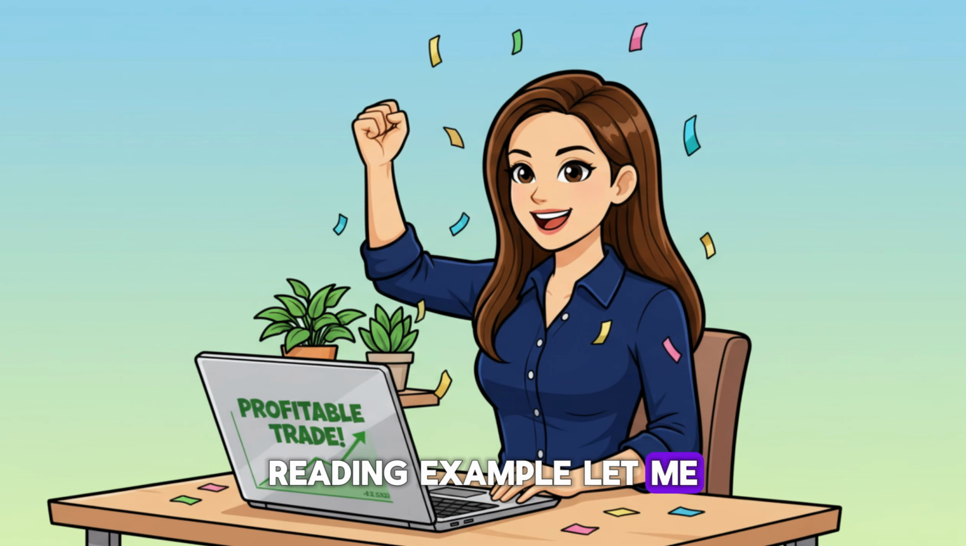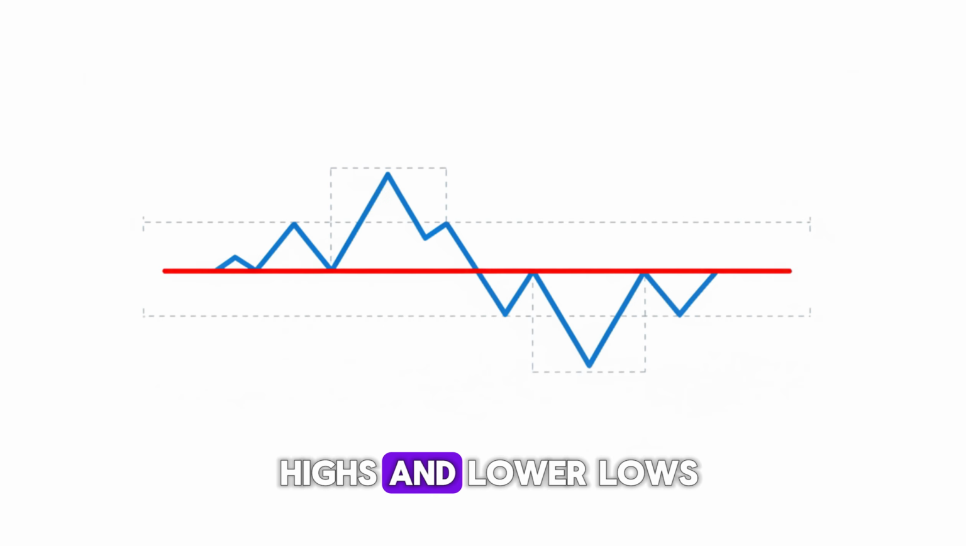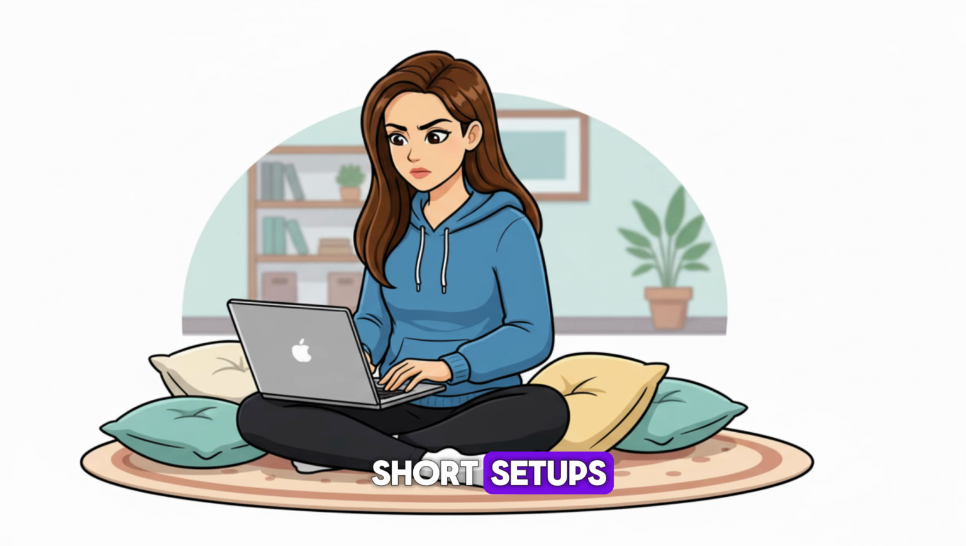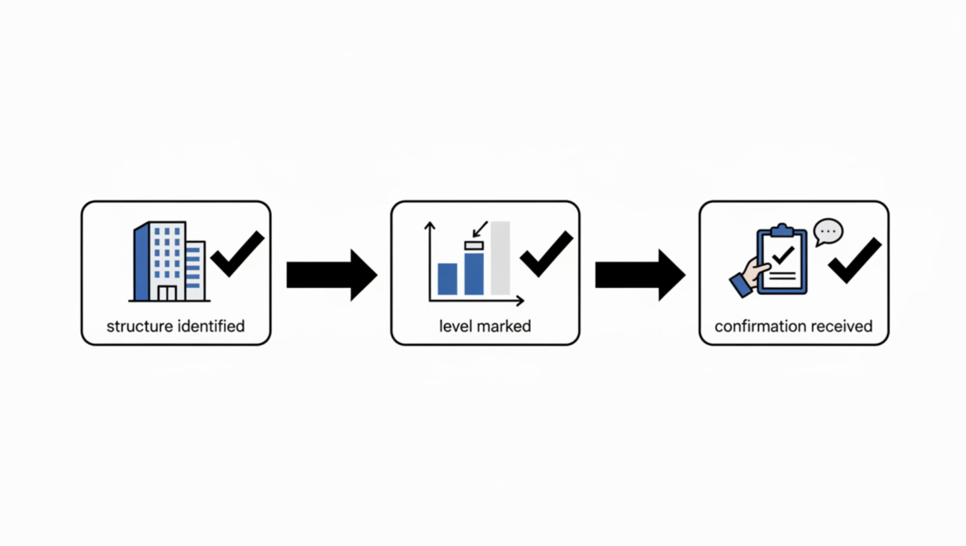Trading example. Let me show you a real example. I am looking at NASDAQ futures on the 4-hour time frame. Price is forming lower highs and lower lows. That tells me the structure is bearish. When I trade on lower time frames, I only look for short setups. Next, I drop to the 5-minute chart and mark my supply levels. I find 2 areas with aggressive downward moves. Now I wait for price to reach one of these levels.